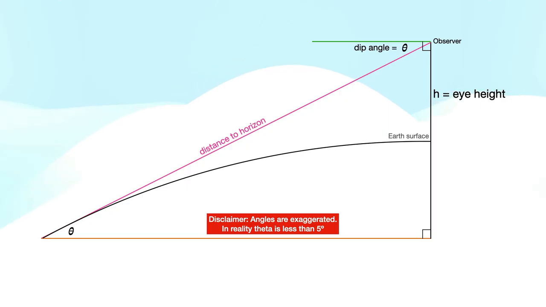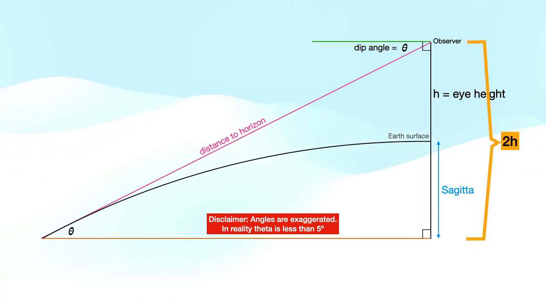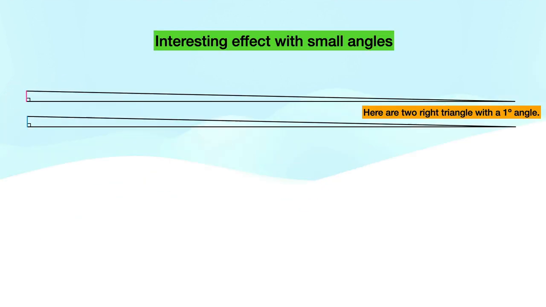Returning to our original diagram, what Brian has discovered is that the sagitta under the observer's position is equal to the observer's height. When you add them together, you end up with double the viewer's height. Again, this is for really small dip angles, less than 5 degrees. Before continuing, let's look at one interesting aspect of small angles.